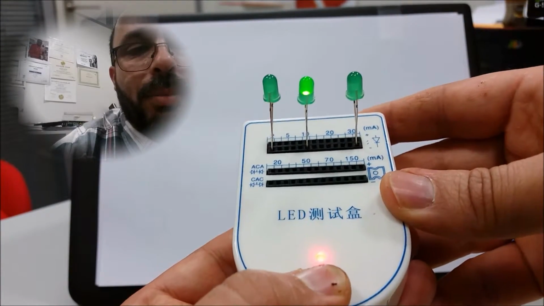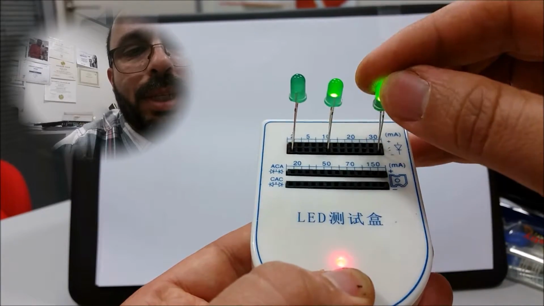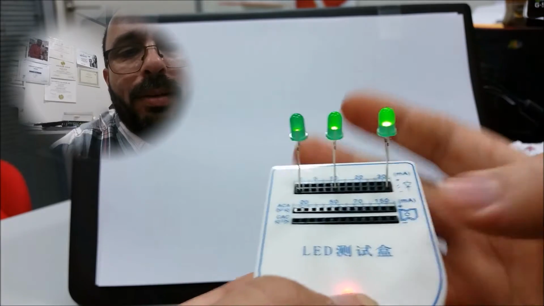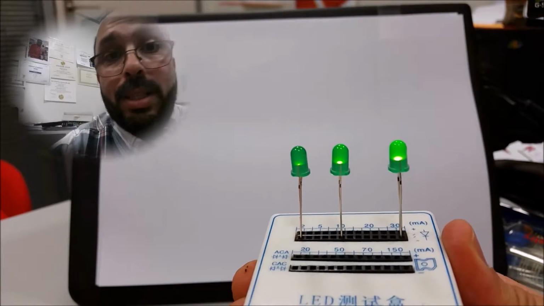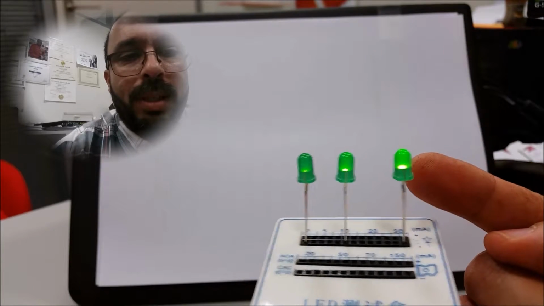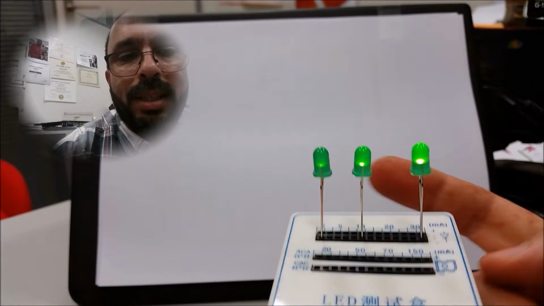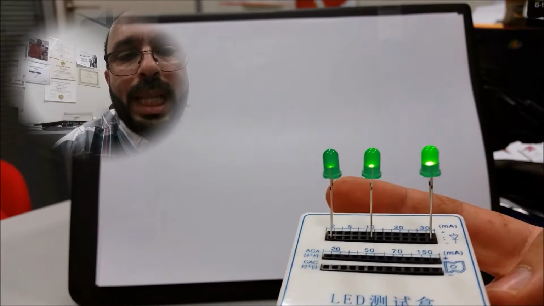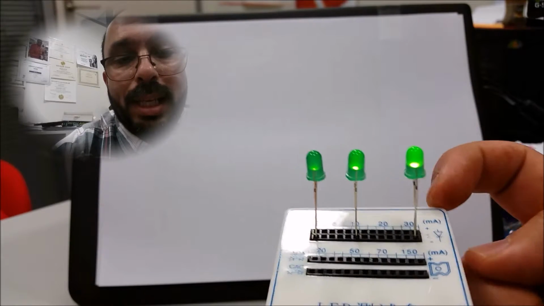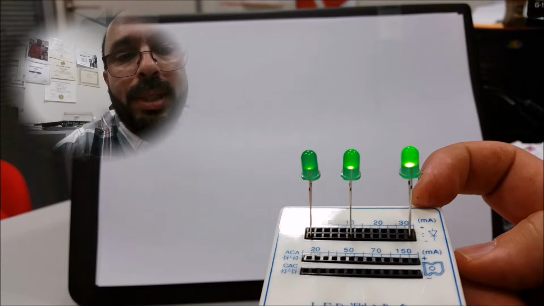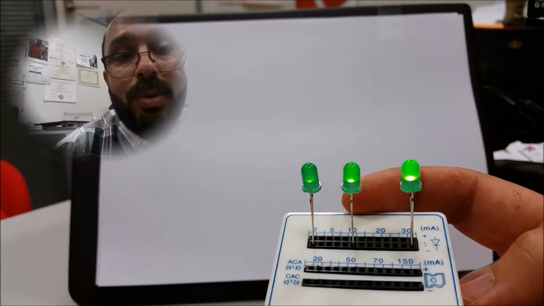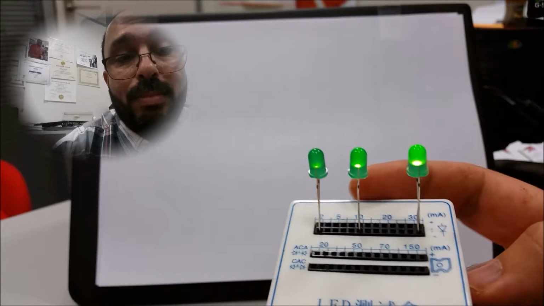Oops, the connection was not that great. Okay, good, now they are connected and all emitting light. As you can see, the LED on the rightmost has the brightest light, the one in the middle is less bright, and the last one the least. And why? Because the first one has about 30 milliamp going through it, and the second one about 10 milliamp, so about 3 times more. You can see the light is much bigger.